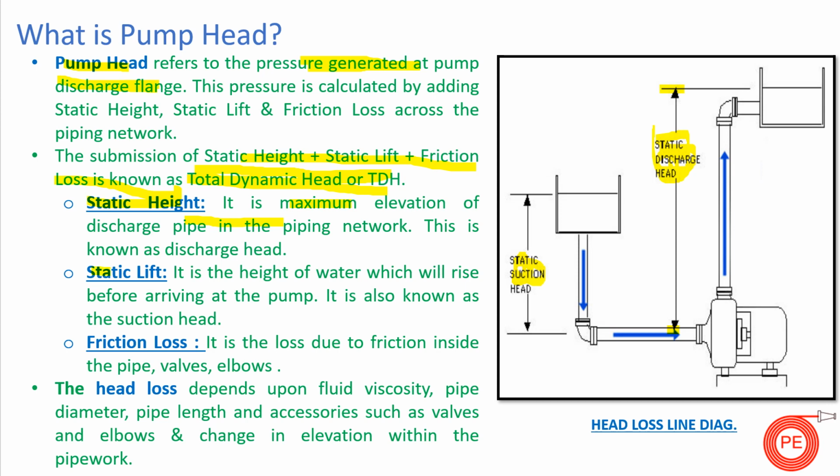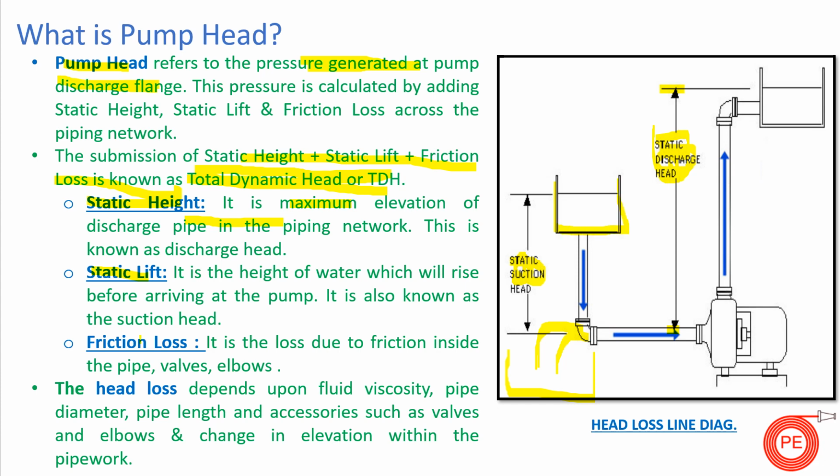Next is static lift. Static lift can be both positive as well as negative. If my pump is having negative suction, my static lift will be negative. Suppose my pump is having suction like this and my tank is placed below, so the height of suction is below the center line of the pump, so my static lift will be negative. But in case it is shown here positive, because the height of the tank is above the height of the pump center line.